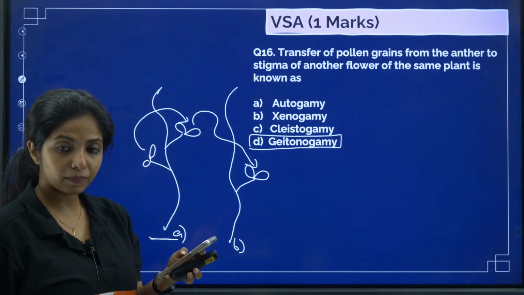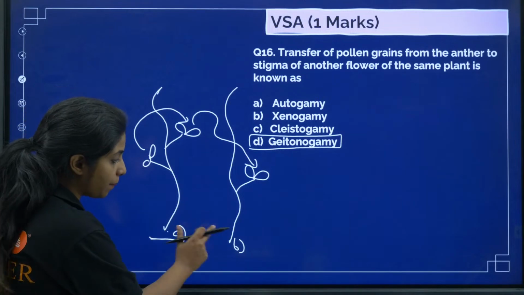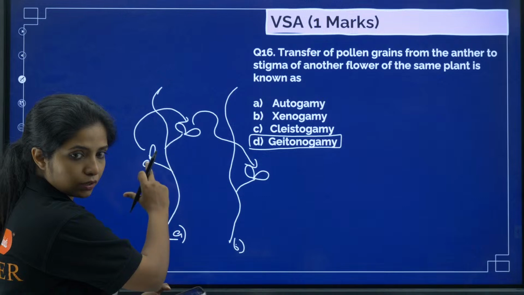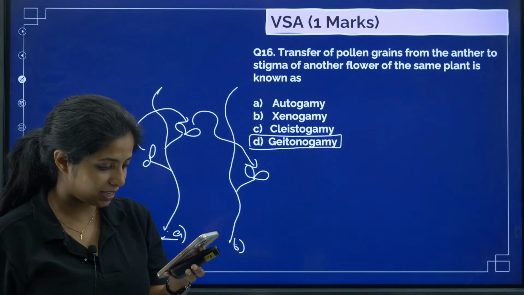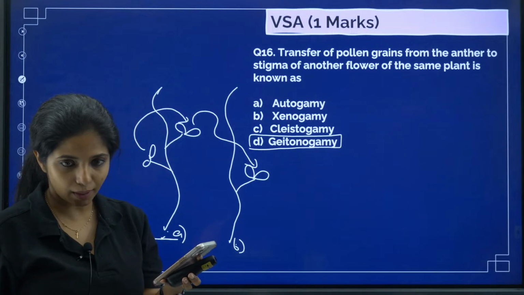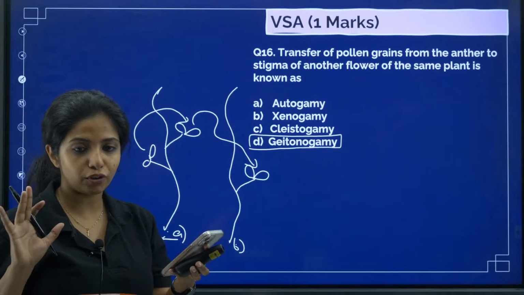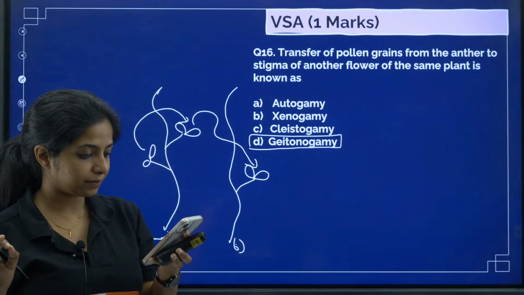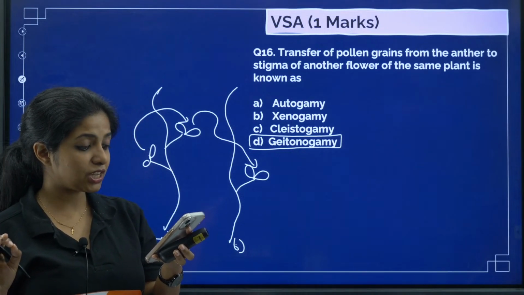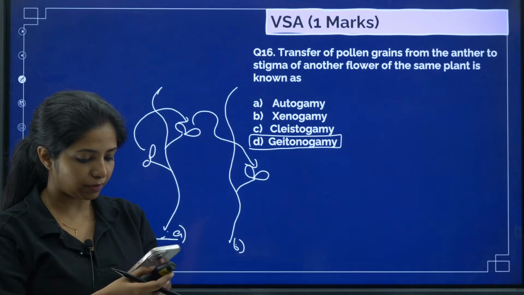Can you tell me? First, if it is happening between the flowers of these two plants, it is known as xenogamy. Exactly, it will be known as xenogamy. Okay, cool. I just wanted to know if you are understanding or not. Pradeep said functional cross-pollination but genetically geitonogamy. But genetically autogamy, that's what you meant by geitonogamy, right?